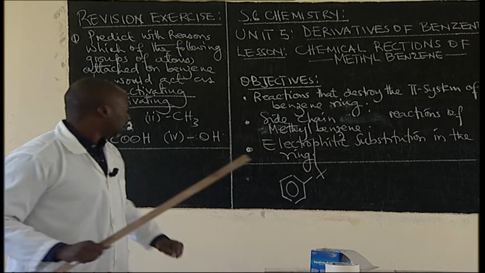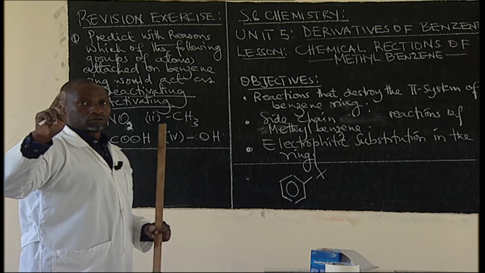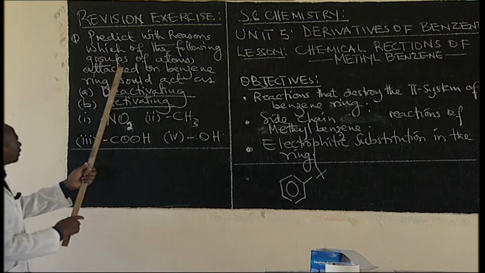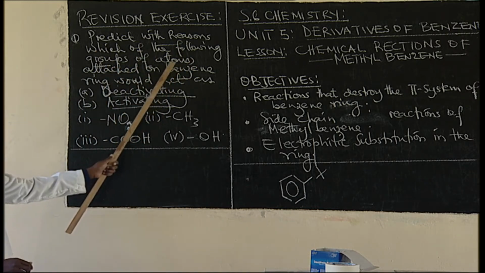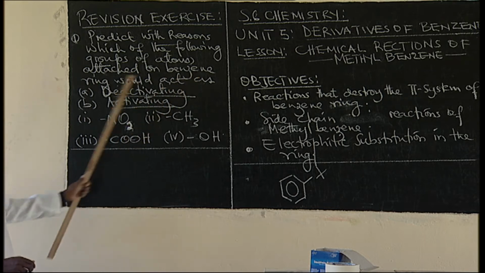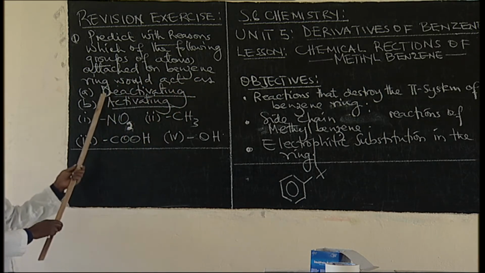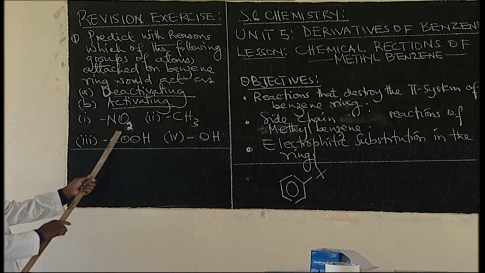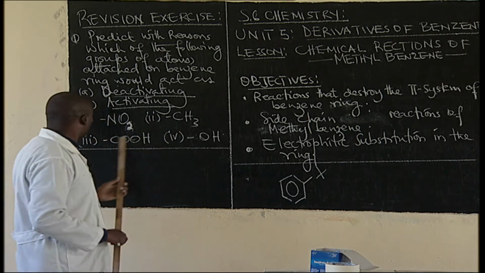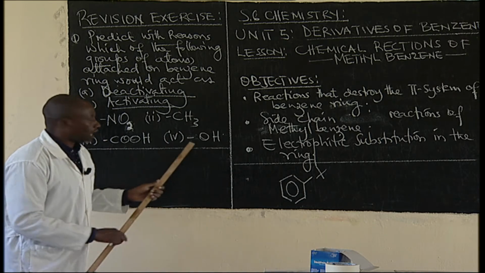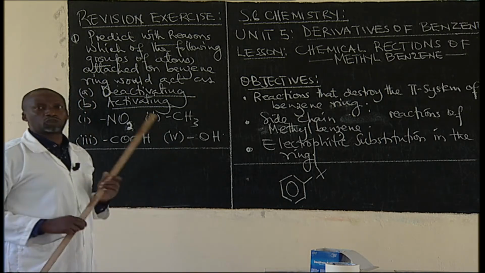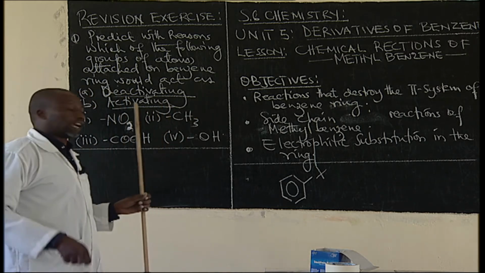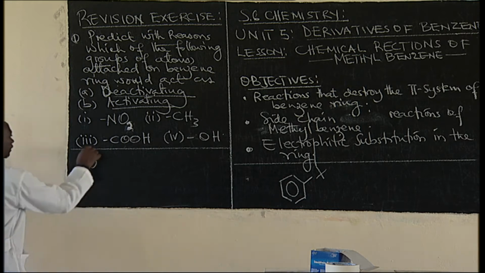Mainly, there are two ways you can identify this. The question says: predict with reasons which of the following groups of atoms attached on the benzene ring would act as deactivating or activating. These are the groups: the nitro group, the methyl group, the carboxylic group, and the OH group. You need to determine which of these is activating or deactivating. Let's start with the nitro group.